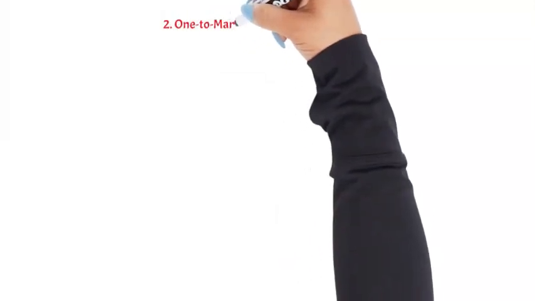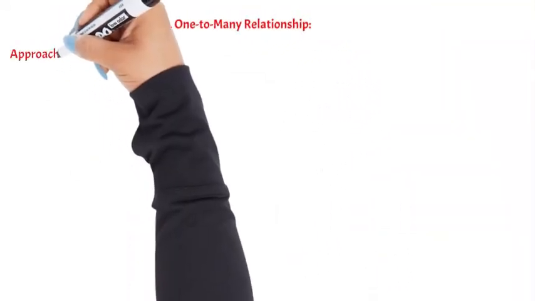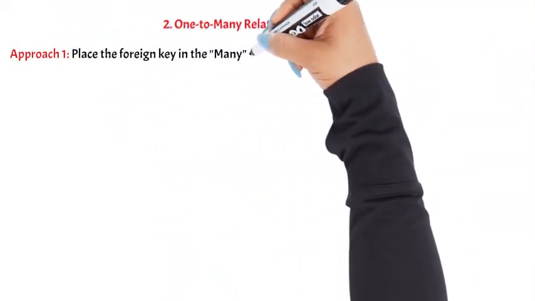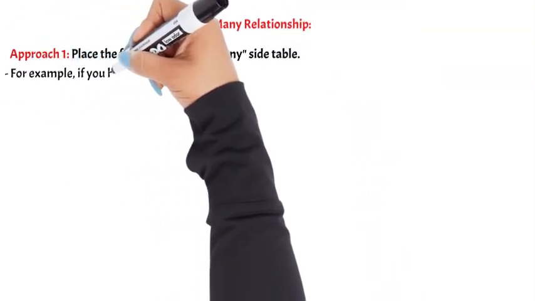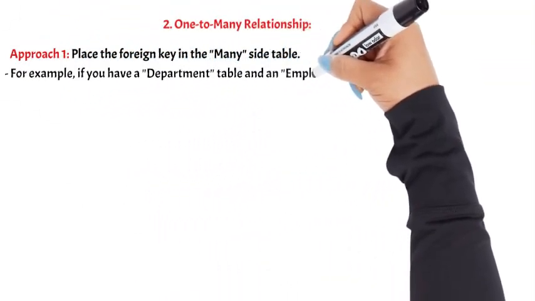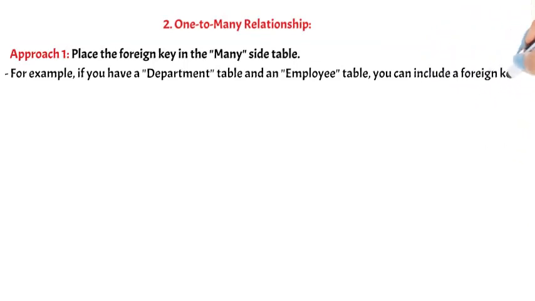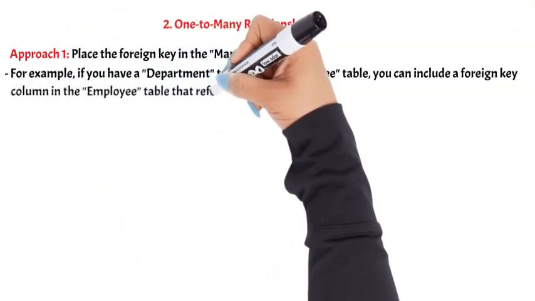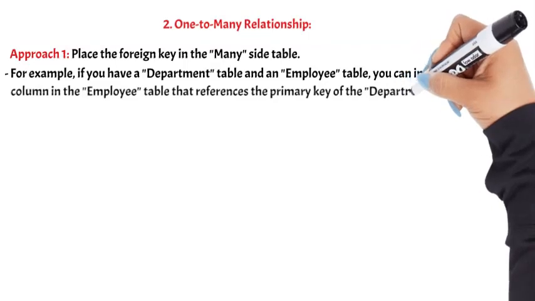2. One-to-many relationship. Approach 1. Place the foreign key in the many-side table. For example, if you have a department table and an employee table, you can include a foreign key column in the employee table that references the primary key of the department table.